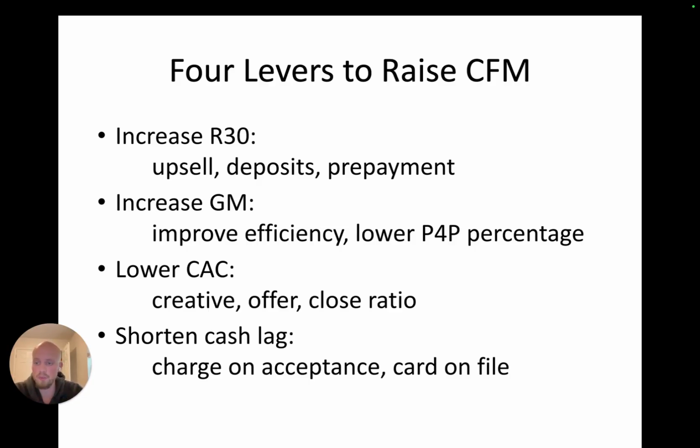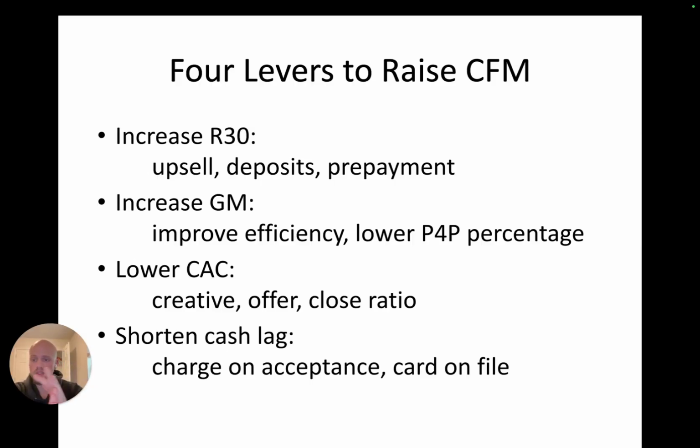So if yours isn't where you want it to be, this is what we'll be doing over the next week and a half: we'll be trying to increase the R30. So our close ratio is extremely low. It's under 25%. I'd like that to be around 40. So increasing close ratio, upselling more, within the first 30 days.